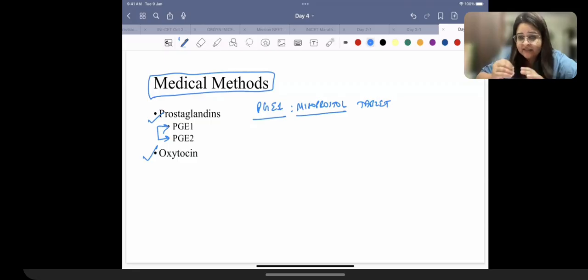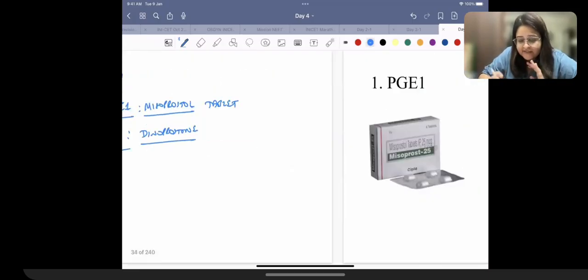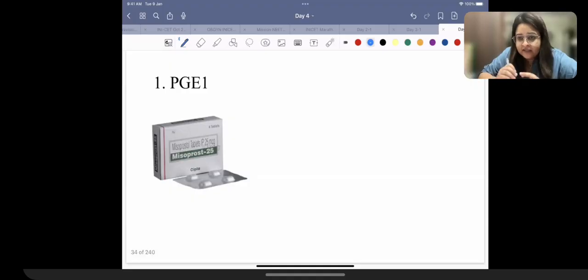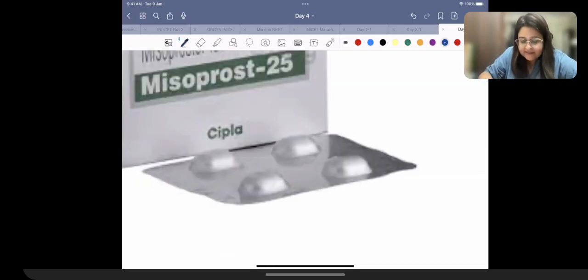But we will discuss in detail about everything related to misoprostol here only. ठीक है. PGE2 क्या है? PGE2 is another prostaglandin used for induction of labor. This is dinoprostone. ठीक है, and this is also used for induction of labor. And then we have oxytocin. So let's discuss this drug in detail, ताकि इस drug के बारे में सब कुछ ही cover हो जाए, all its uses, everything completely. ठीक है. So PGE1 is misoprostol. It's available, as you can see, as a tablet.